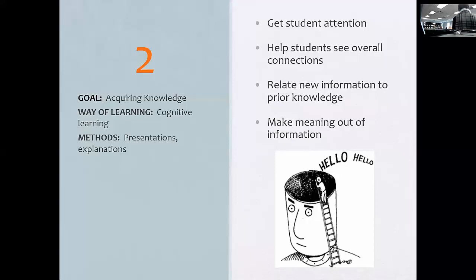Cognitive learning is based on the psychology of how people pay attention to, process, and recall information. When instructors use cognitive learning effectively, they get the students' attention. They help them see the overall concepts and connections, and then relate new information to prior information to make meaning out of the new information. There's a whole lot going on there, but I want to point out getting student attention. That is a crucial piece to making this work.